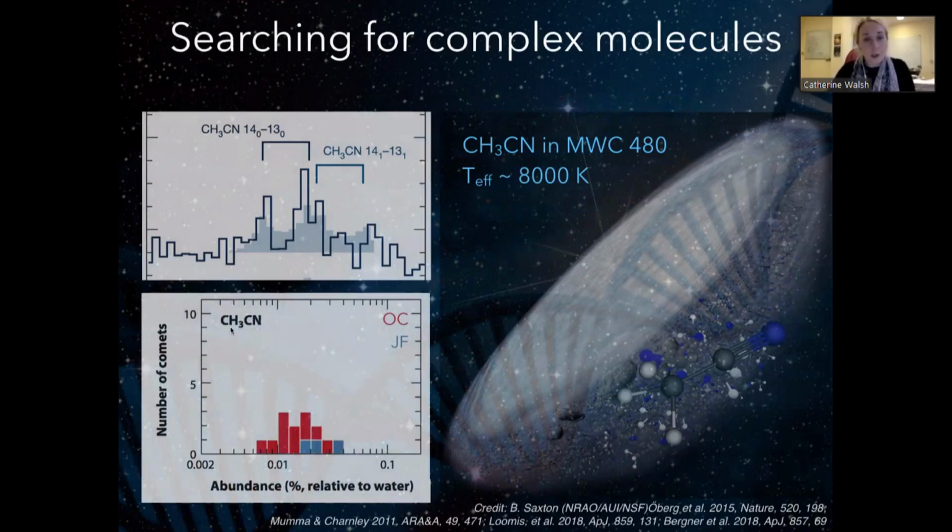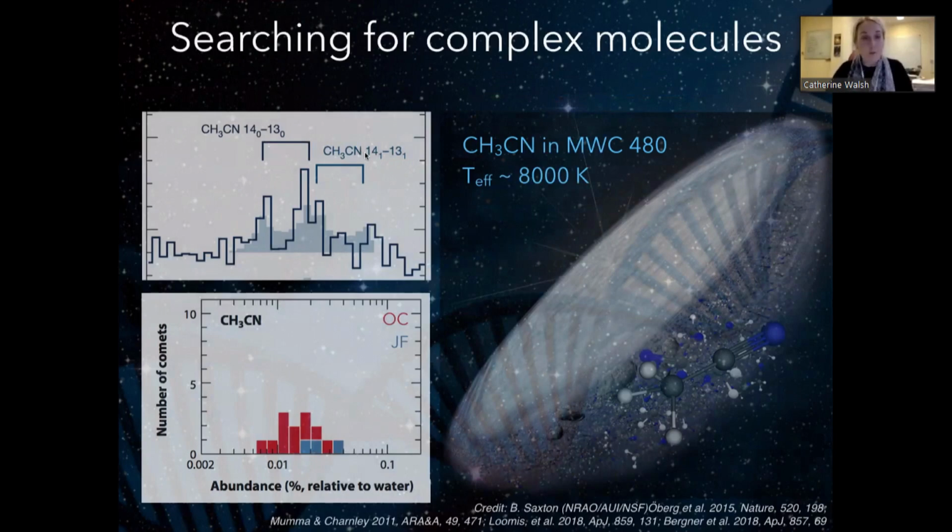Methyl cyanide has been observed in quite a few comets. Here I show the status in about 2011. In red, you can see the number of comets in which methyl cyanide has been observed from the Oort cloud, OC, compared also with that observed from the Jupiter family comets, the JF. The abundance relative to water is on the order of 0.01%. So given that we have this data from the comets, we can take the observations with ALMA that we make towards the young disk, and we can compare the 2 ratios.